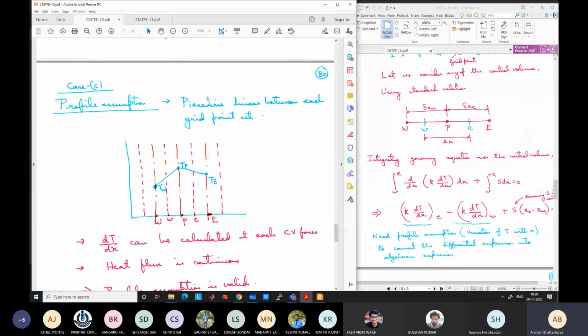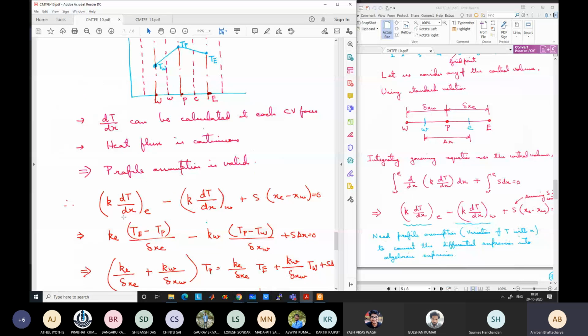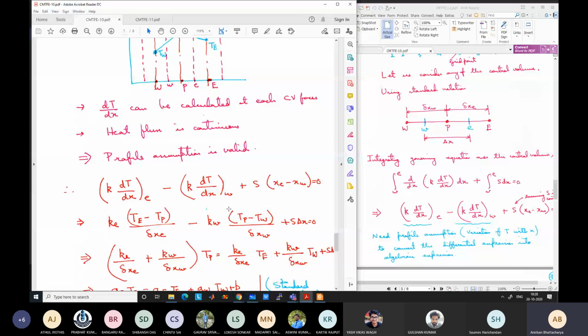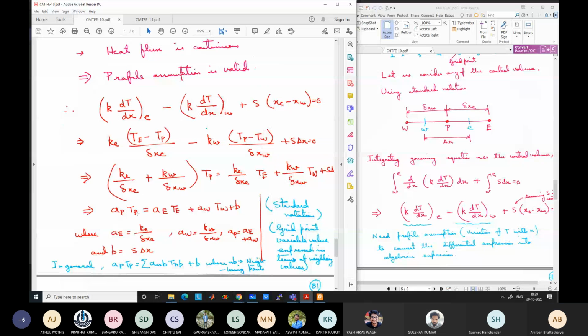So then with this profile assumption, what we have done, we have calculated the derivatives dT/dx at east and west, and we have written in this form in the previous class: aP TP is equal to aE TE plus aW TW plus b. This is a very standard form of equation you will find in many books, say Patankar's book, then Malalasekera. So what it means is that any grid point denoted by P here, or you can denote by I, is given in terms of its neighboring temperatures.